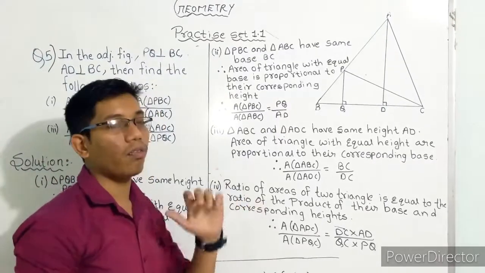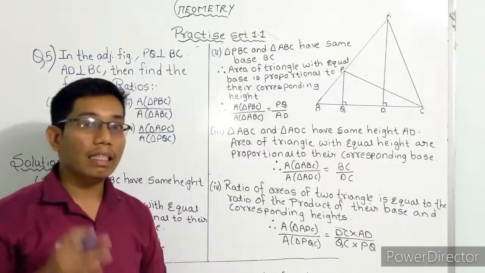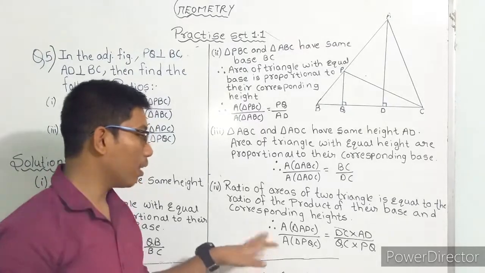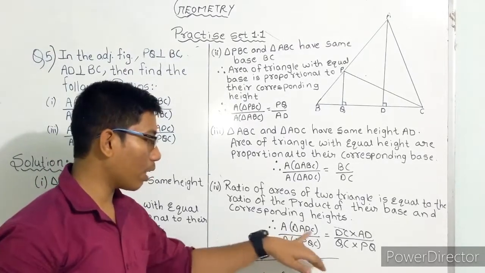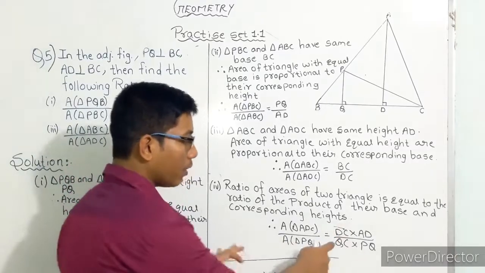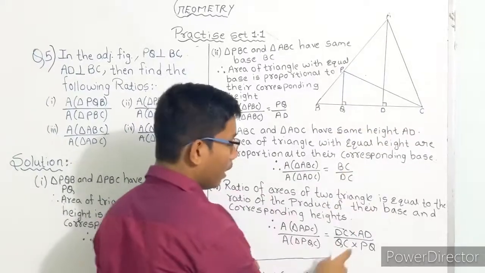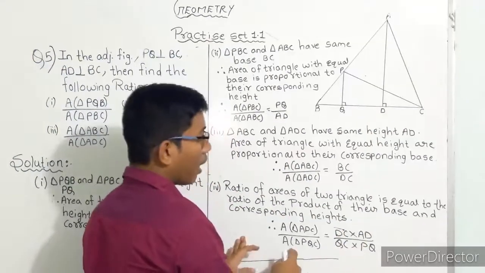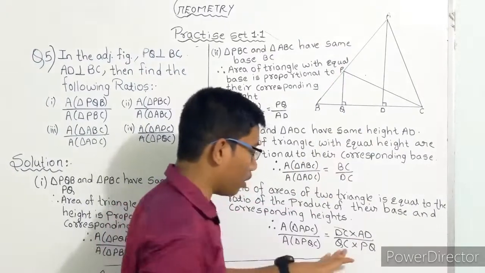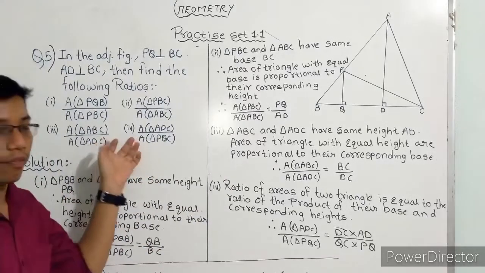What is the ratio of areas of two triangles? We have seen the statement that the ratio of areas of two triangles is equal to the ratio of the product of their base and the corresponding height. Therefore, we write area of triangle ADC upon area of triangle PQC is equal to base into height. That is, base of first triangle is BC into height AD, and for the second triangle PQC, height is PQ and base is QC. So we have found the full solution of the four parts which we have to find.